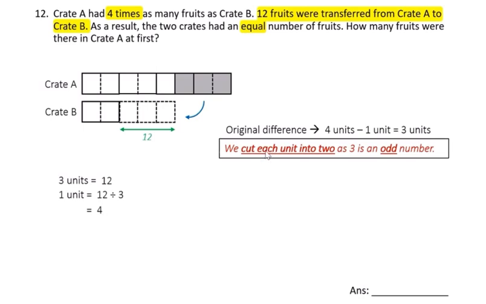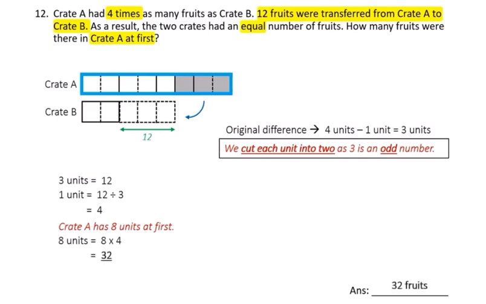Question is asking me to find A at first. How many units does A have at first? 8 units. So 8 times 4. Your answer is 32 fruits. Understand? Any questions? This is pretty easy and straightforward. So when you draw your model out, right, you'll be able to see clearly. All right?